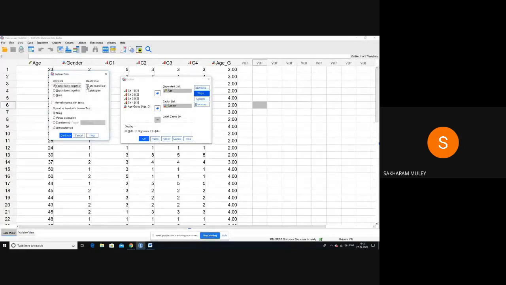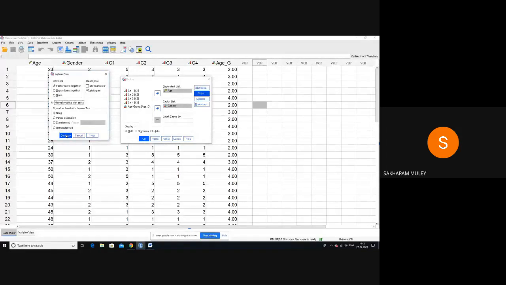If you want to have a histogram, you can have it here. And there is an option called normality plots with tests. Okay, so click on normality plots with tests. Spread versus level with Levene test: if you want results for the Levene test, you can have it here. The Levene test is basically used to test the variability within a variable. But we will not go for the Levene test. We will go for the normality plot. I want to test my second assumption of parametric tests, whether my data is normally distributed or not.